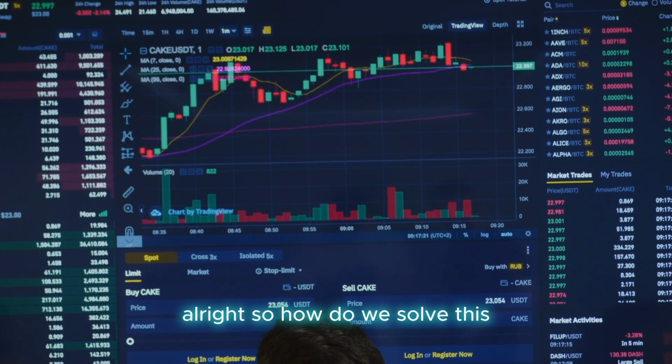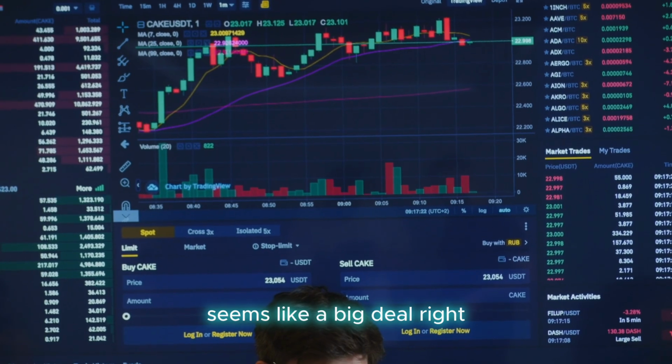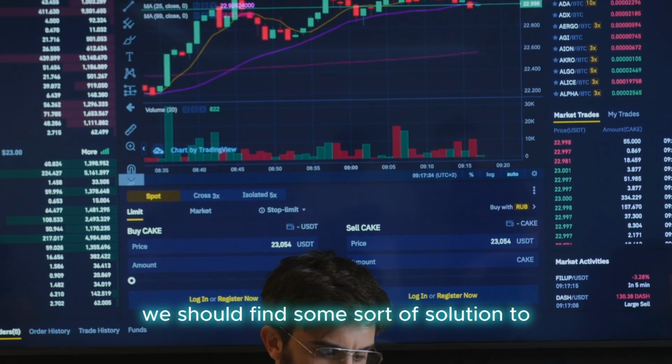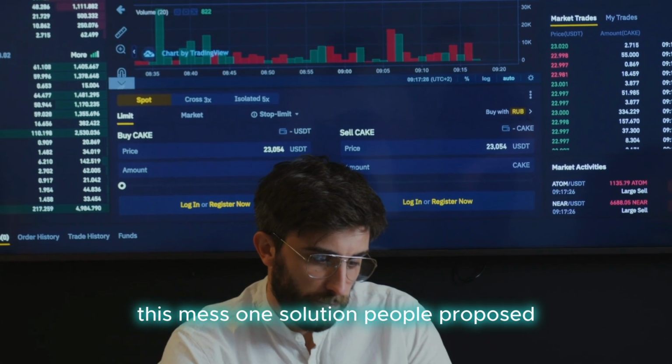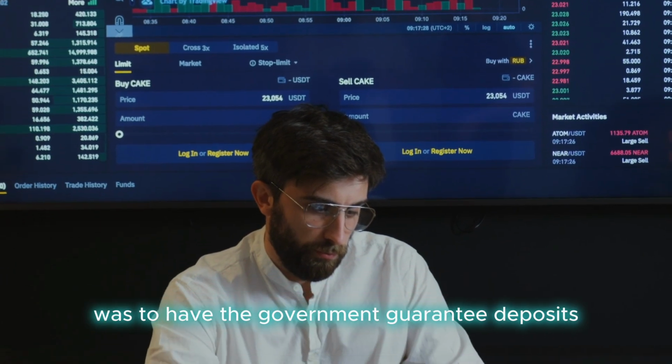Alright, so how do we solve this? Seems like a big deal, right? We should find some sort of solution to this mess. One solution people proposed was to have the government guarantee deposits.